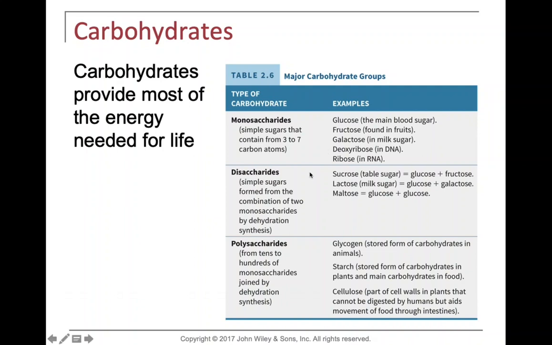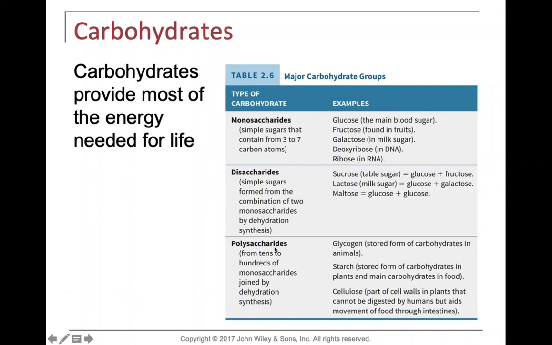Okay, disaccharides. These are simple sugars formed from the combining of 2 monosaccharides, so bringing glucose and fructose together. If you bring glucose and fructose, we get sucrose. That's your table sugar. If we bring glucose and galactose together, you get lactose, which is a milk sugar. When you bring 2 glucoses together, you get maltose, which is found in beer, right? A malted beer.